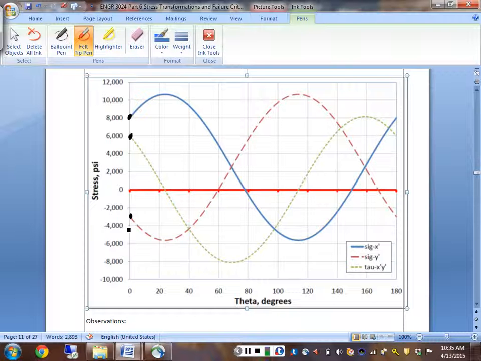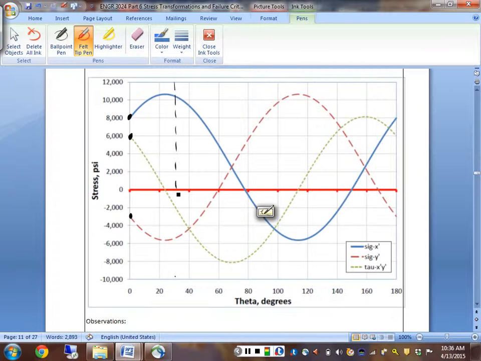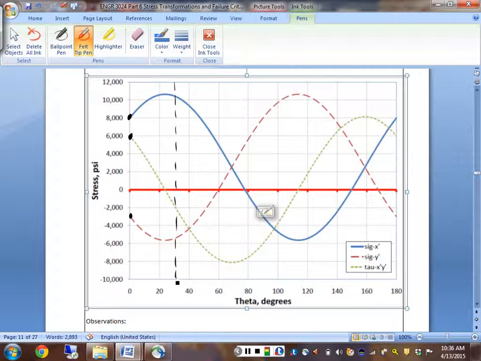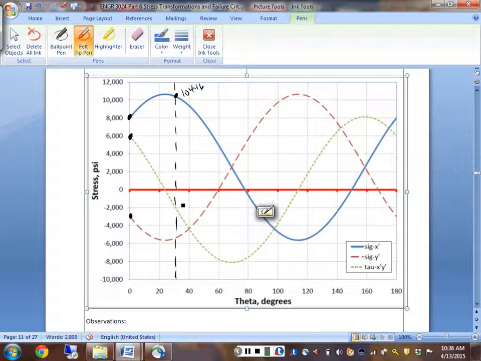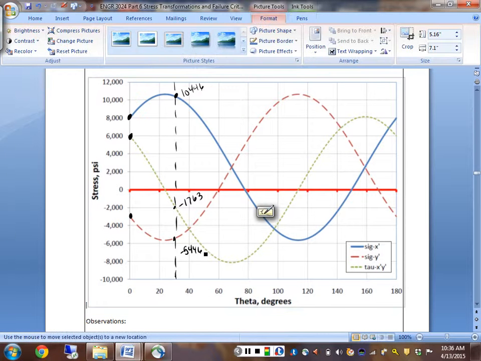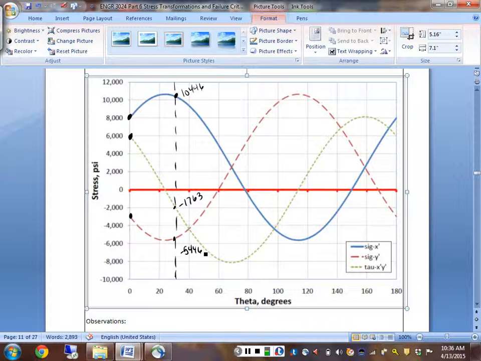Now, what did we rotate it through? When we just did our little transformation, what did we do? We arbitrarily picked 30 out of thin air. And if we come over to 30 and look at what's going on at theta equals 30 degrees, what is it? Hey, look, these numbers should look familiar. What did we just get? We got 10 for something, something, something. We got minus 17 something something, and we got minus 5,446. Is the picture starting to make sense?